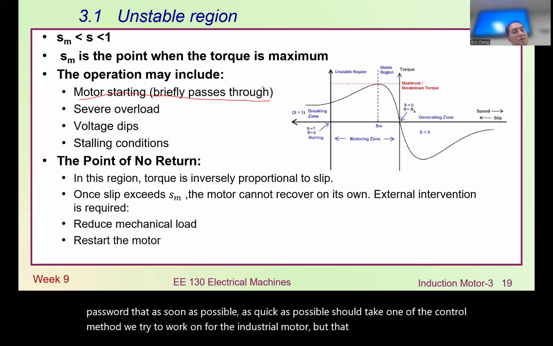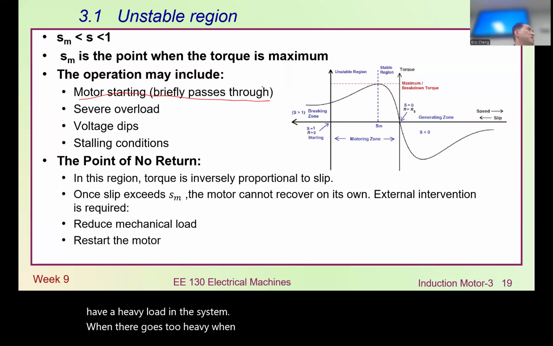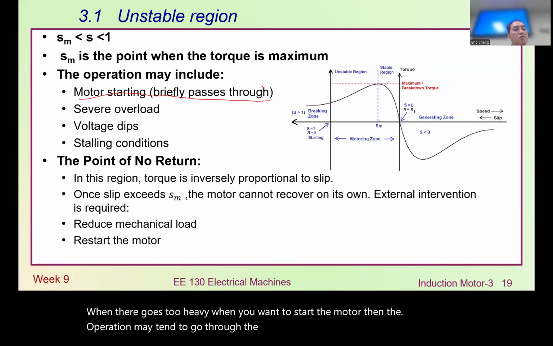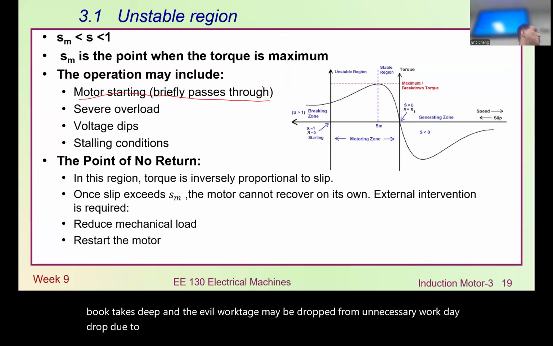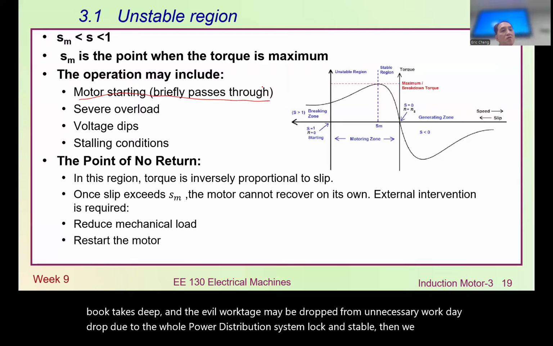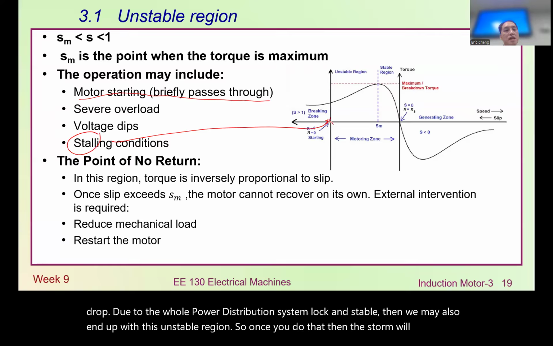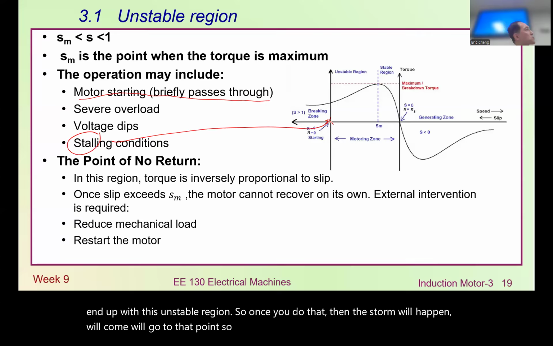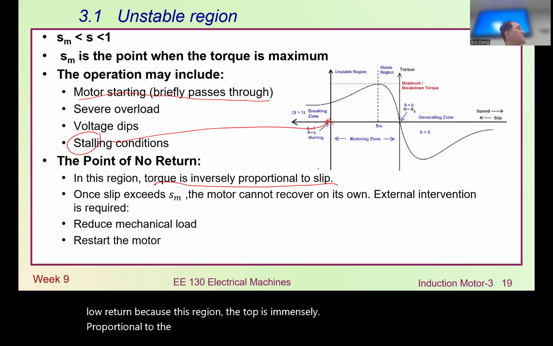But that may happen when we do have a heavy load in the system. When the load is too heavy and you want to start the motor, the operation may go into the unstable region quite often. Or sometimes when the input voltage dips, dropped by unnecessary voltage drop due to the power distribution system not being stable, we may also end up in this unstable region. Once you do that, the stall will happen. That's why we also call this the point of no return, because in this region the torque is inversely proportional to the slip. That's the thing we don't quite like.